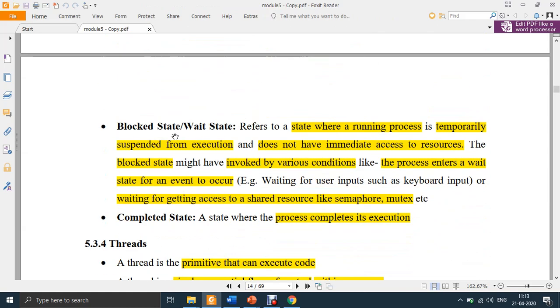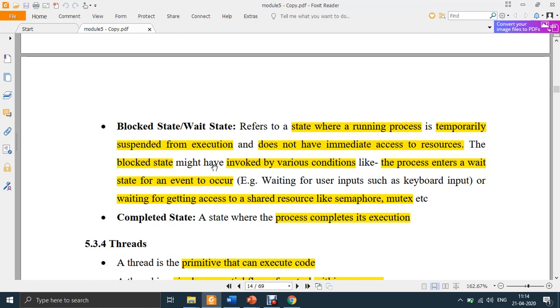Fine. So next is the blocked state. The blocked or wait state, as the name itself indicates, is where the process is waiting for some resource or some IO event to take place. It is the state where a running process is temporarily suspended. A ready process cannot be suspended temporarily, only the running process can be suspended. So it is a temporary suspension from execution, and the process does not have immediate access to resources.